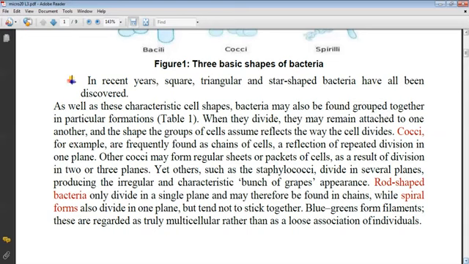The rod shape differs from cocci in that it always divides in one plane, and may therefore be found in chains, while spiral forms also divide in one plane, but do not stick together. Blue-green forms filaments; these are regarded as truly multicellular rather than as loose associations of individuals.